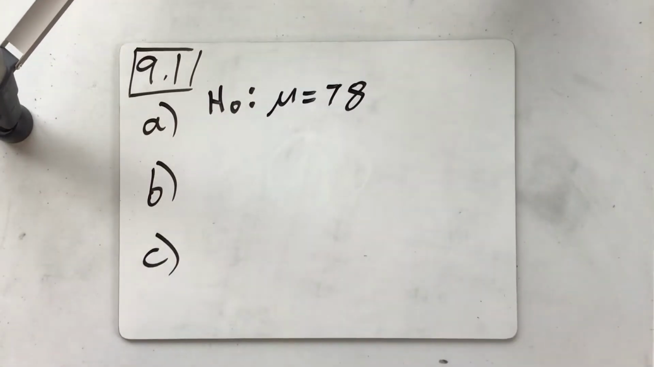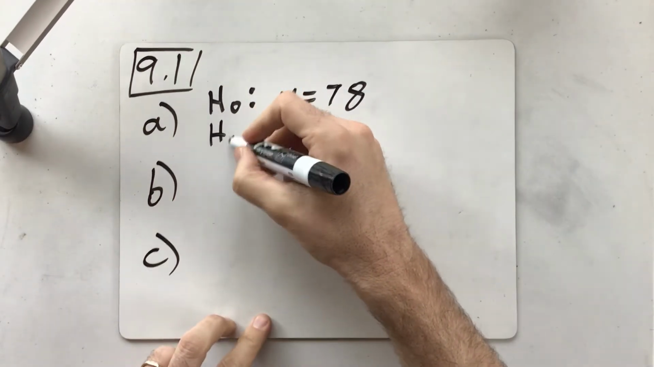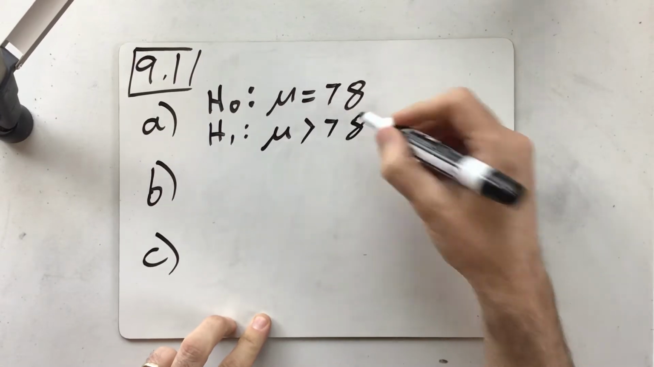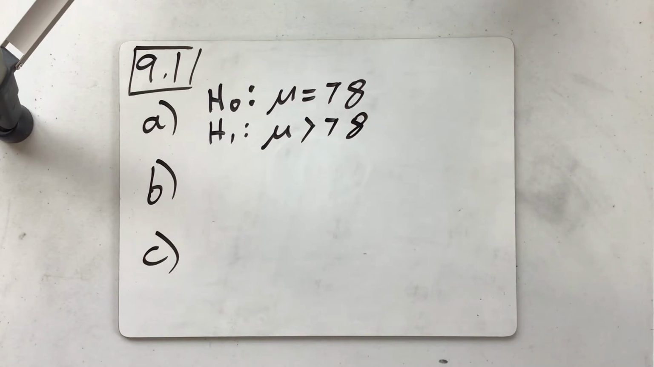Because notice, if there's nothing happening in this problem, if these students are the same as every other student in the country, then we should have an average of 78. However, what the teacher is hoping to prove is that the students actually have an average greater than 78. So our alternative hypothesis is that our result is greater than 78. Okay, so there's that first one.